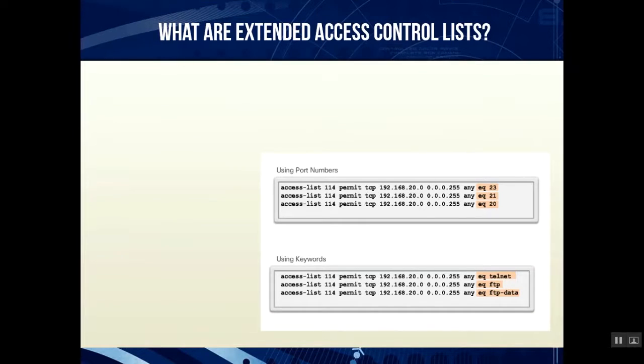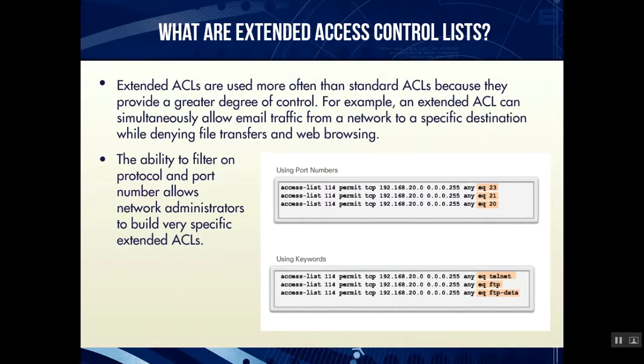Extended ACLs are used more often than standard ACLs because they provide a greater degree of control. Like standard ACLs, extended ACLs check the source address of packets, but they also check the destination address, protocol, and port numbers. This provides a greater range of criteria on which to base the ACL.